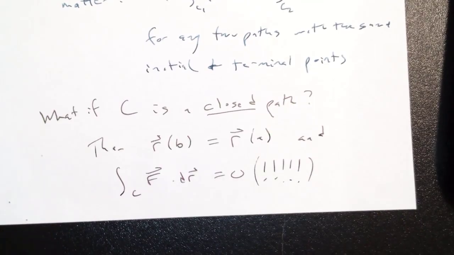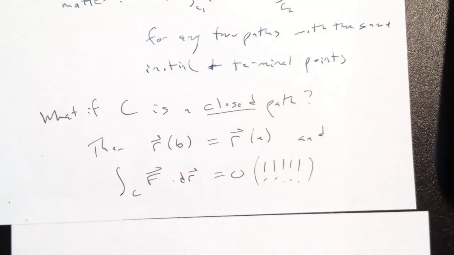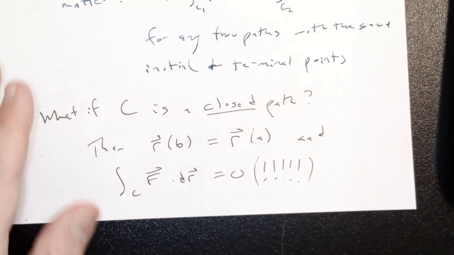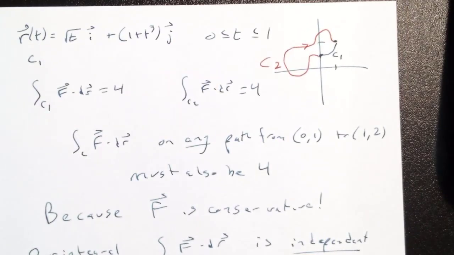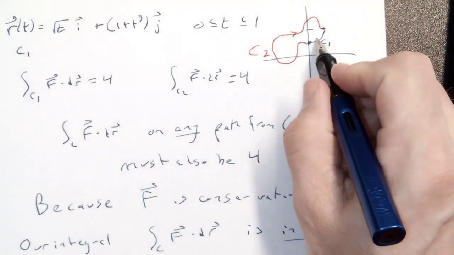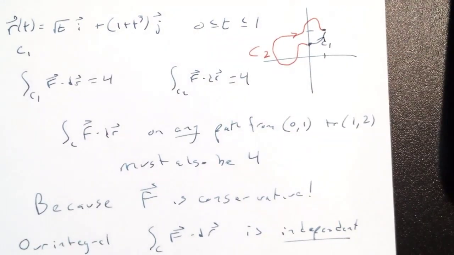Now, this just became a brand new definition for independence of path. Go back and look at the picture we drew up at the top of this page. Here's path C1 going this way from (0, 1) to (1, 2). And there's path C2. If I did C1 backwards, so I start by going all the way around C2, and then I do C1 backwards, that's a closed path, isn't it? That gives me the value 0.